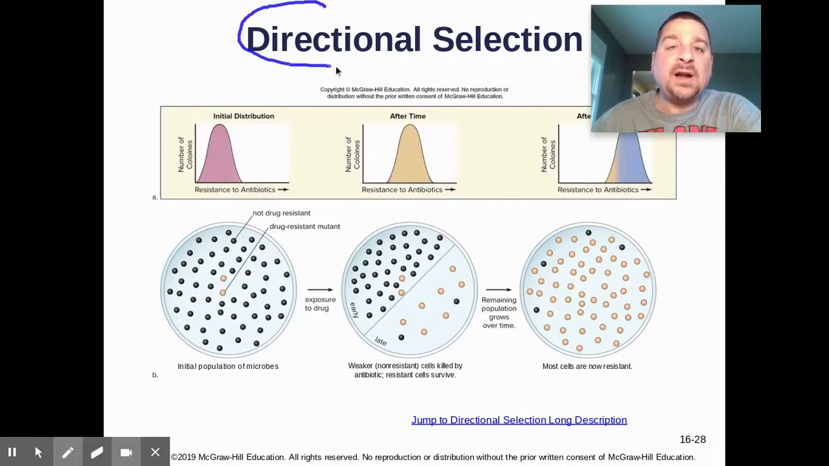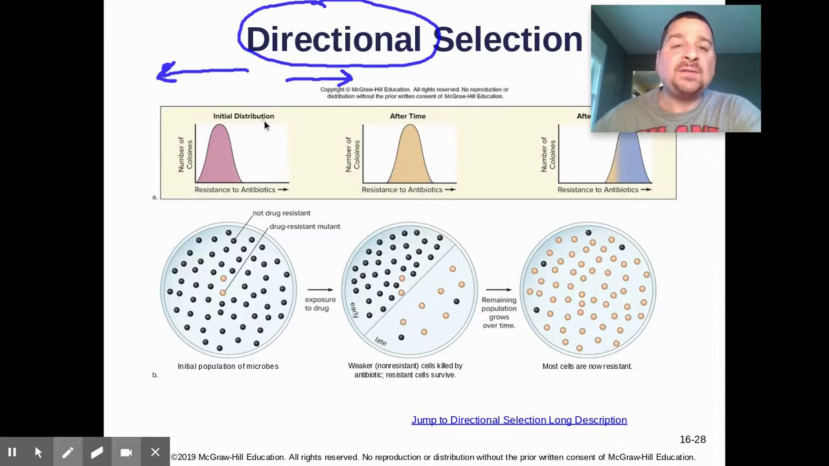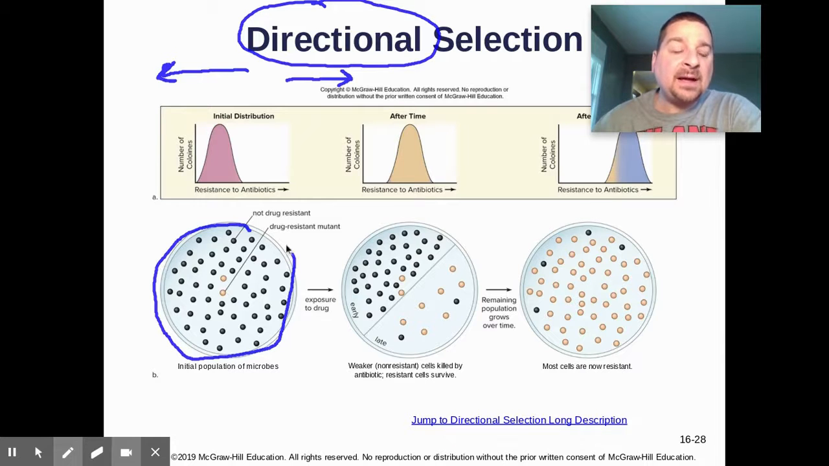The first one is directional selection, and just like the name sounds, we're moving the bell curve either one direction or another towards an extreme phenotype. So one phenotype is selected against, and the other extreme phenotype has a better survivability rate. And the example your book uses is in drug-resistant bacteria, antibiotic resistance. So you have a population of bacteria that might be growing in a person. They take exposure to drugs, they take antibiotics.